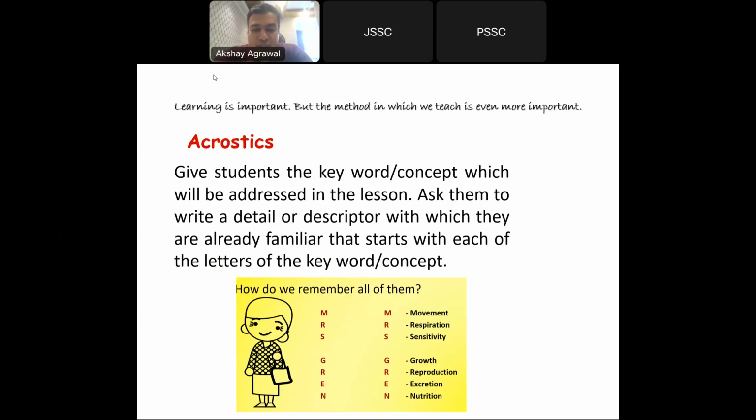So it's very important to be able to give these, like you can see, Mr. Green is here, or Miss Green is here, basically talking about movement, respiration, sensitivity, growth, reproduction, excretion, and nutrition, the important things needed for any living thing altogether. So you don't have to tell them what it is about. You can just make them learn Mrs. Green. You can make them learn the 7 important things.